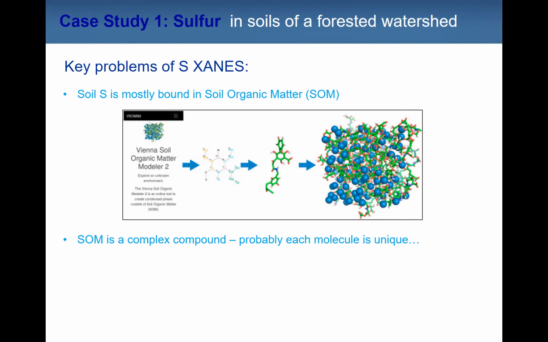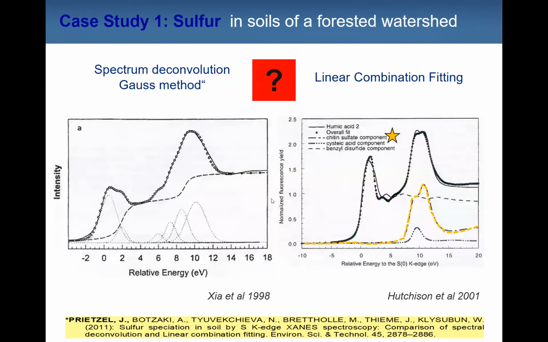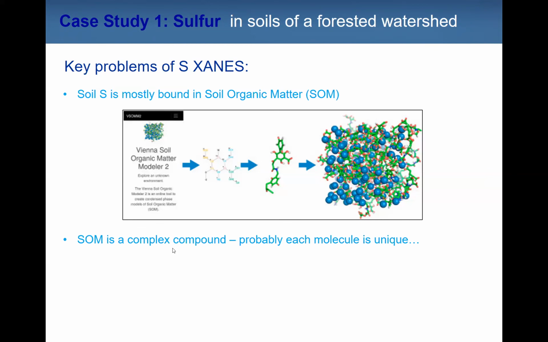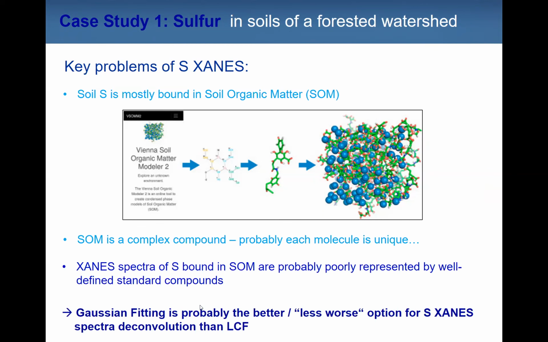So for soils, even if in our study here on mixtures of different minerals, both methods performed well. If I work with natural soils, I would recommend to do the Gaussian fitting rather than the linear combination fitting, because it's the less worse option. You cannot be completely wrong, even if you don't perfectly simulate your different compounds present in your sample with Gaussian.